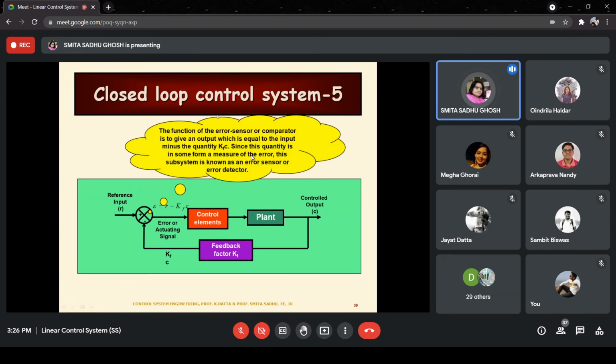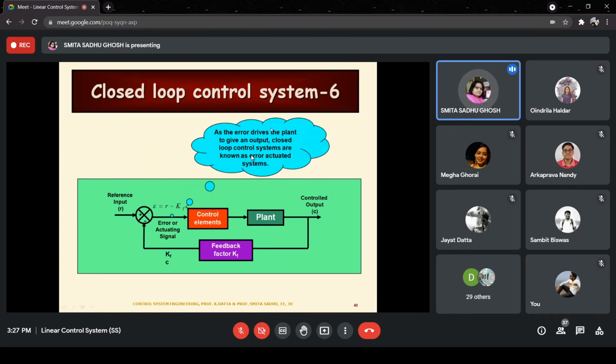The function of the error sensor or comparator, okay, so the error sensor is also a comparator because it compares between these signals. The function is to give an output which is equal to the input minus the quantity kf into c. Since this quantity is in some form or measure of the error, this subsystem is known as the error sensor or error detector. This subsystem is also sometimes referred to as the error sensor or error detector, right? I've already told you these things verbally, but I'm just going through what is written.